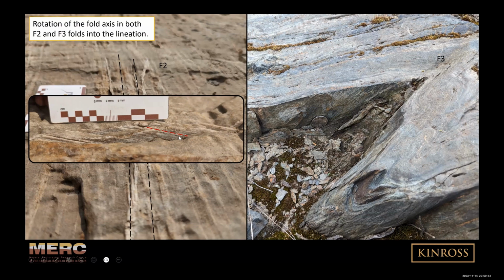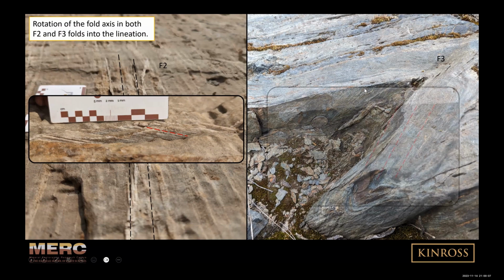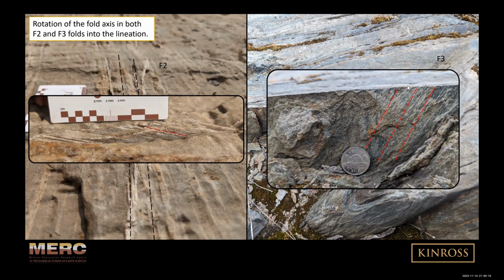And then over in, this was in a more mafic area, where we're seeing our dextral, or our Z-shaped, F3 folds. It's sort of difficult to see, but we have the fold axis rotated here into the lineation, which we see on other surfaces in that same area to be in the same orientation.